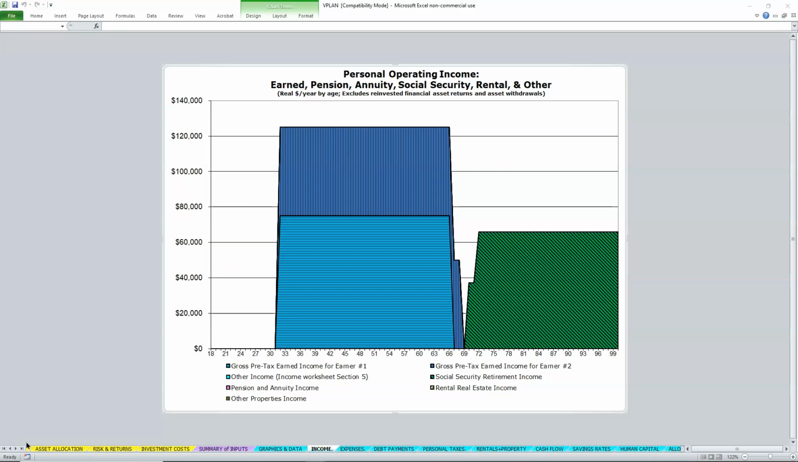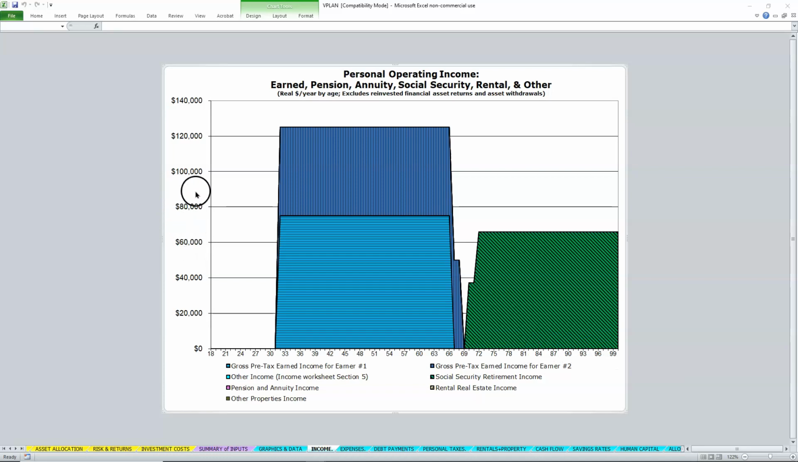The first graphic is the family income graphic. It includes earned income, pensions, annuity payments, Social Security, rental income, etc. It excludes returns on financial assets and investment asset withdrawals. Since this is the first graphic we are reviewing, these are a few comments about the standard layout of VeriPlan's output graphics. The horizontal axis is age. Data begins with the initial age of user number 1 and continues through age 100.